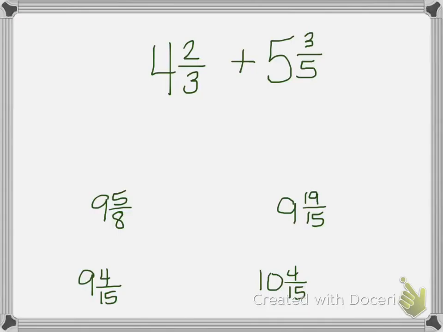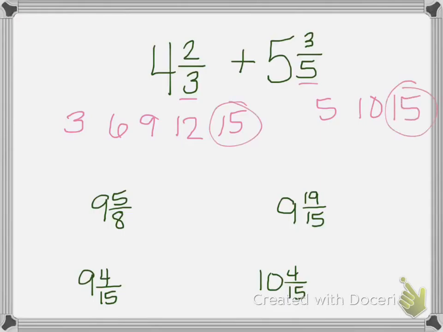For number 3, it says 4 2/3 plus 5 3/5. So as you see, we have 3 and 5 as our denominators. Since they are different, we have to find a common denominator. So we list our multiples: 3, 6, 9, 12, 15, and 5, 10, 15. So 15 is our common denominator.